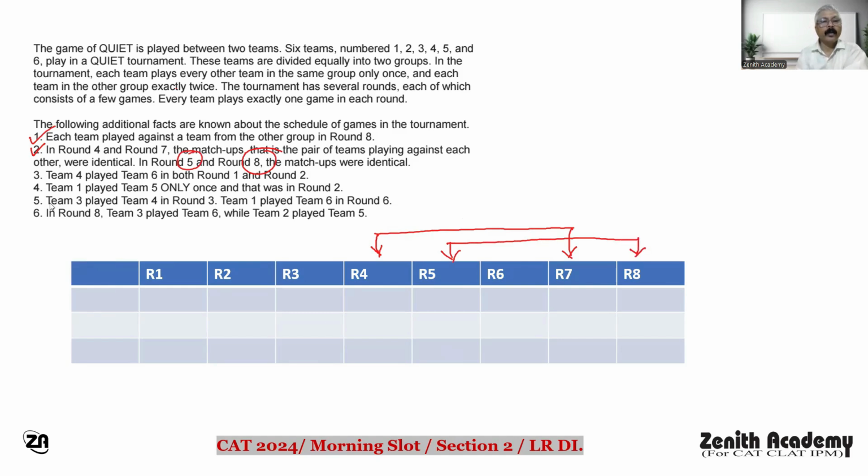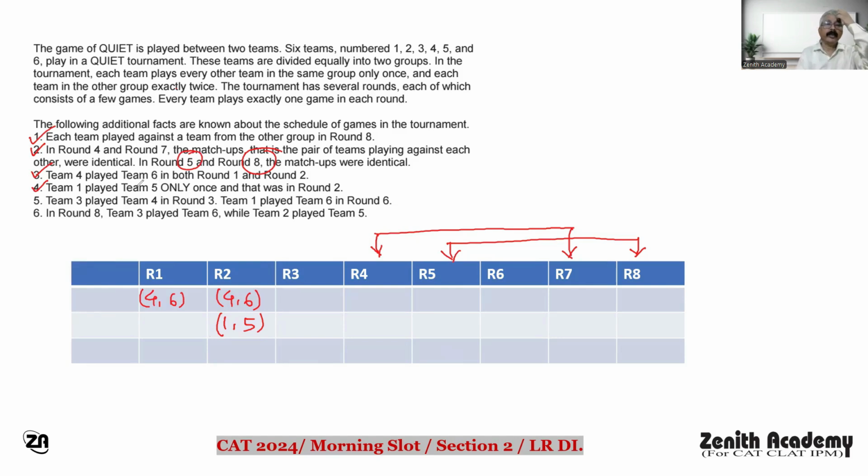Now, point number 3. Team 4 played team 6 in round 1 and round 2. So 4 with 6 in round 1, 4 with 6 in round 2. Team 1 played team 5 only once, and that was in round 2. 1 with 5 in round 2.